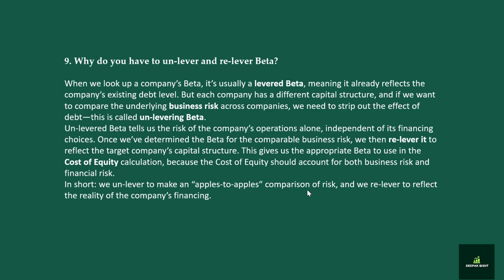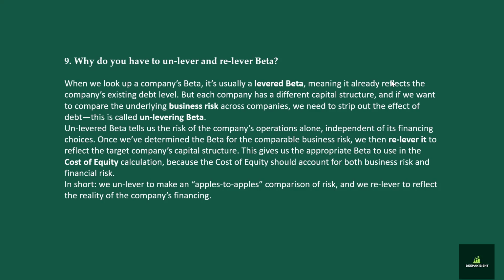So to do an apples to apples comparison, it's important to unlever a beta. Unlevering a beta will let you exclude the risk arising from the debt of the company. So you will unlever it, then you will relever it based on the debt, the capital structure of the other company.